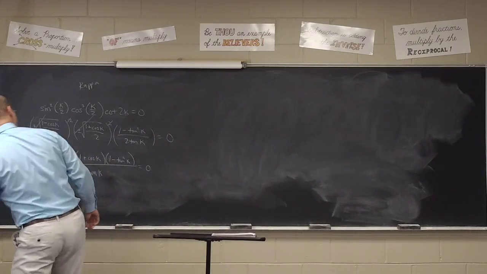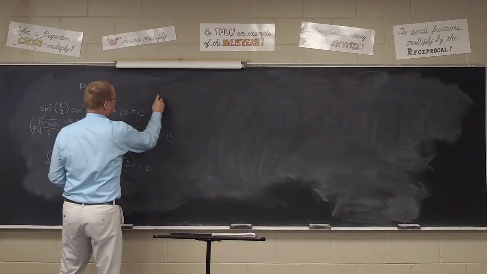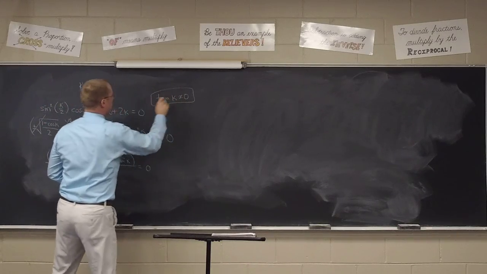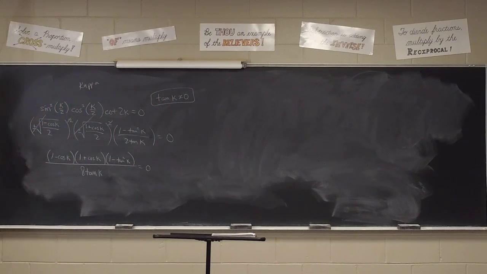Good. Tangent can't equal 0. Okay, so now what? 1 minus tangent squared, a Pythagorean coming in. And 1 plus tangent squared is Pythagorean, not 1 minus tangent squared.